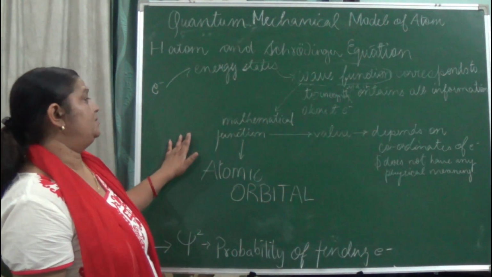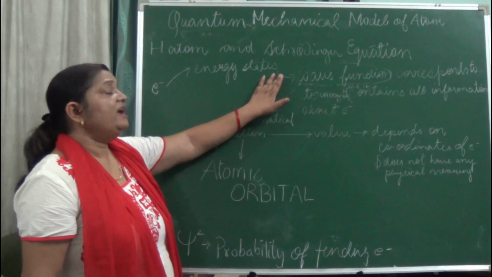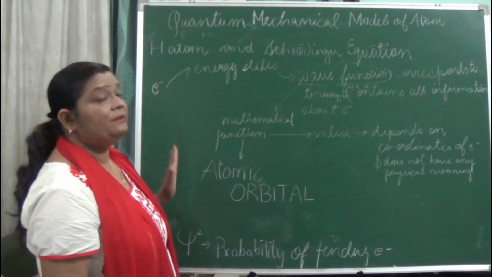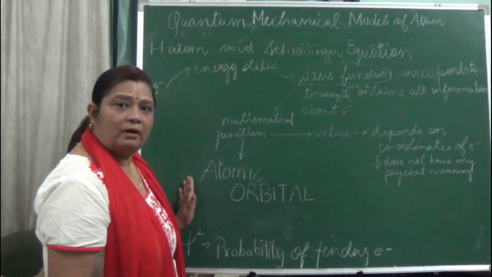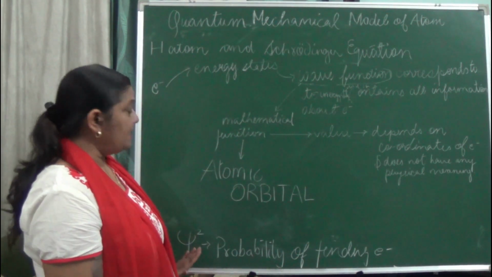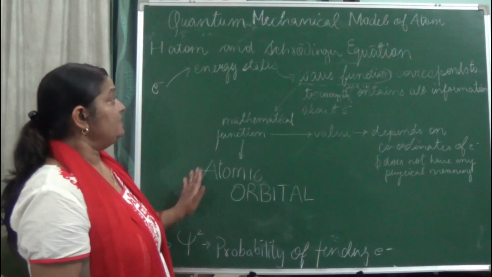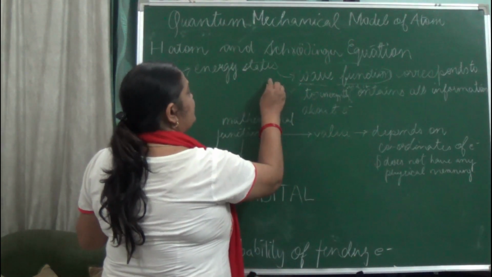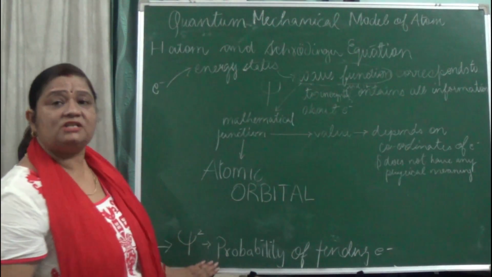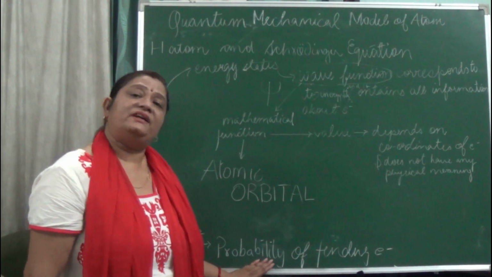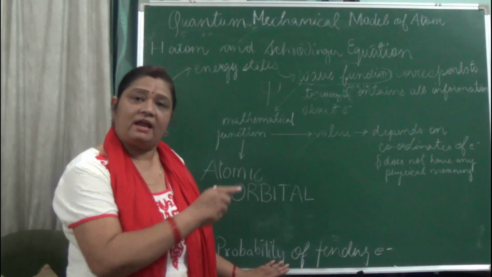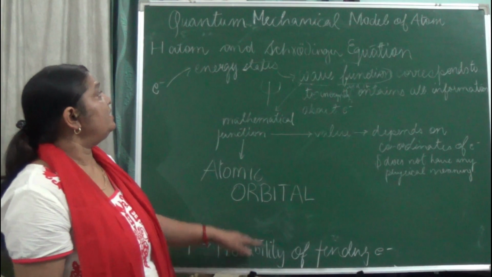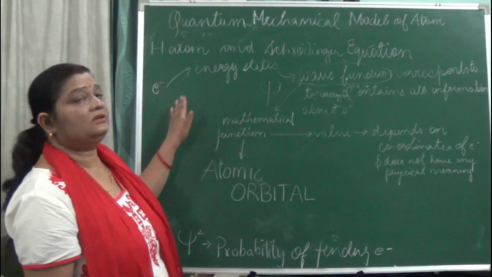This wave function describes the sub-energy states, and here it represents the atomic orbital. We are studying one more thing, that is psi square. The wave function is represented by psi. So what is psi square? Psi square is the maximum probability of finding the electrons. It is the region where there is maximum probability of finding the electrons.